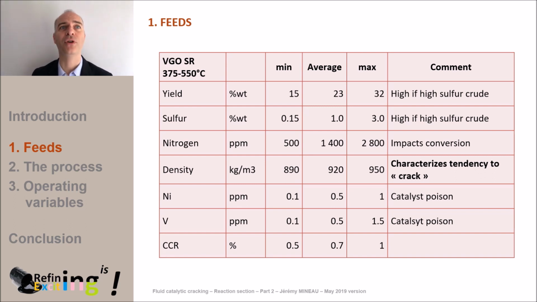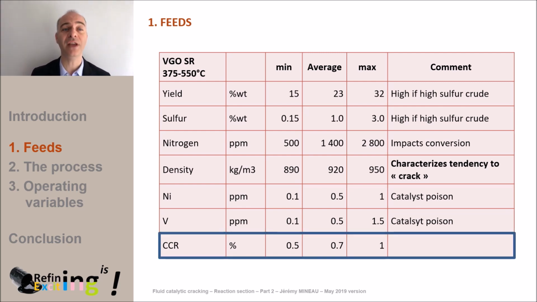Finally, the last property on which we can focus is the carbon conradson. This value reflects the tendency of the feed to produce coke. For a VGO produced in a vacuum distillation, this value is low, less than 1% by weight. As a note, there are some FCCs that treat vacuum residue as an additional feed. For vacuum residue, this carbon value can go up to 5% by weight, and the metal content is multiplied by 10 compared to that of the VGO.